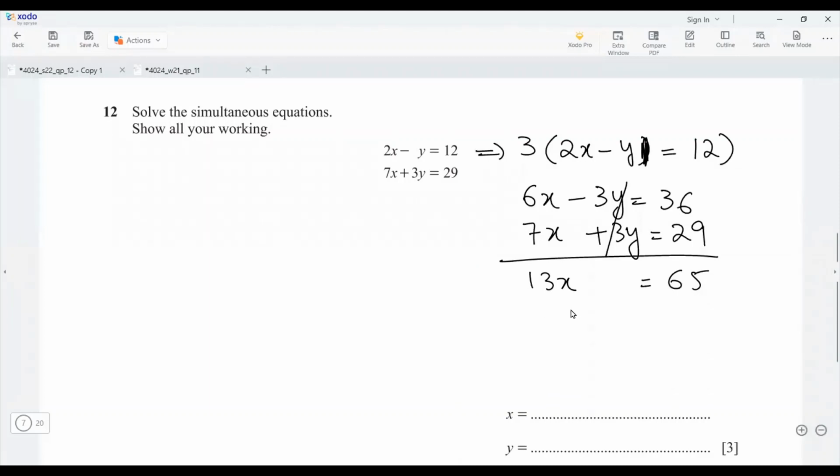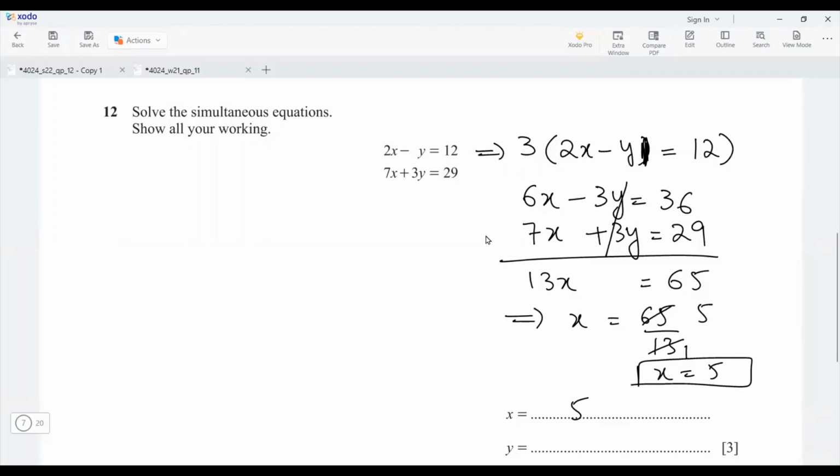Now what we have to do, we have to divide that 13 onto the other side. It results in 5. 13 1 times and 13 5 times is 65. So if x is 5, what we have to do for finding the value of y is place the value of x equals to 5 in any of the equations.